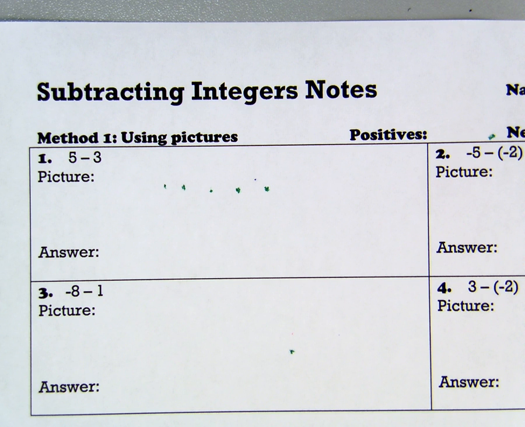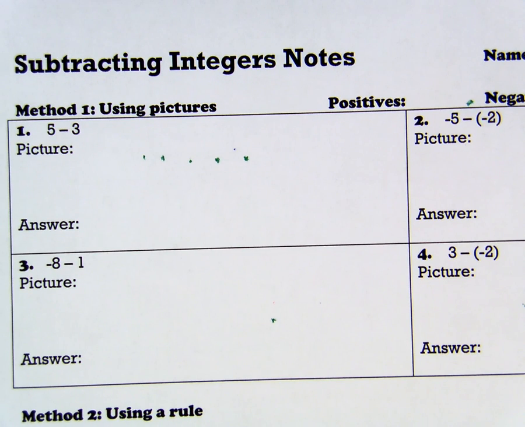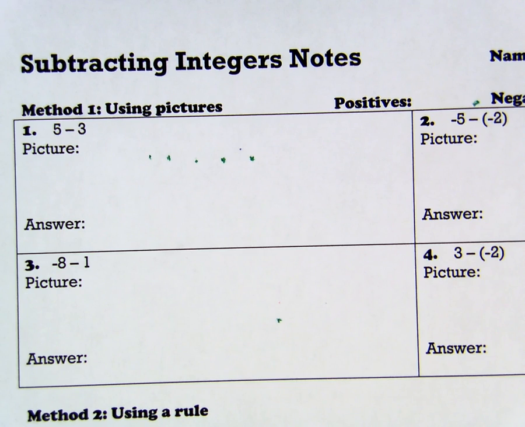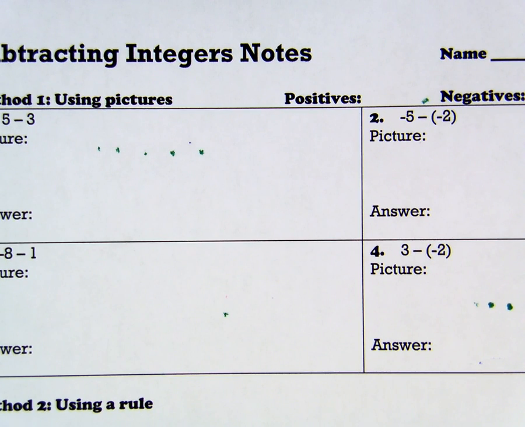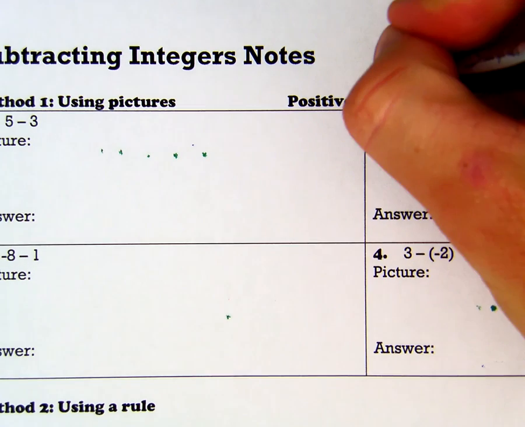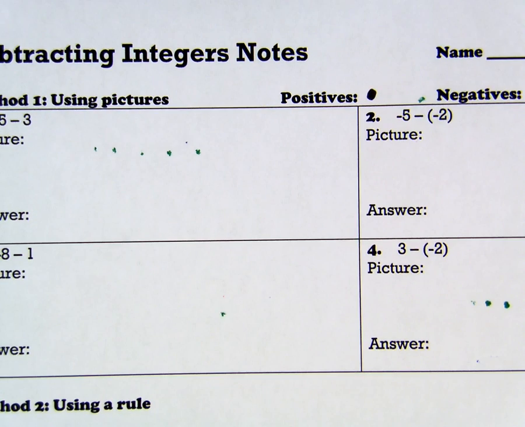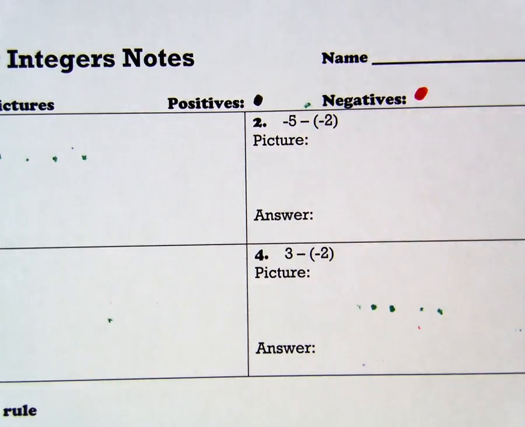Alright, today's lesson is on subtracting integers. We have two methods that we're going to use. The first one is pictures, and the second one is a rule. For our first one with pictures, we have a positive and a negative, so we're going to use black as our positive and red as my negative.